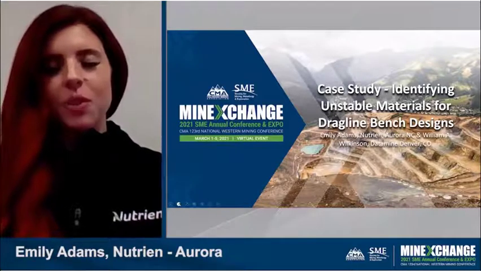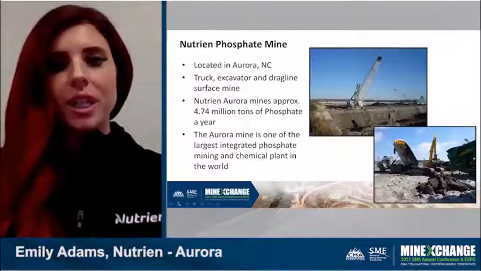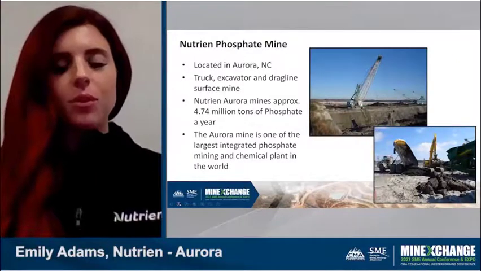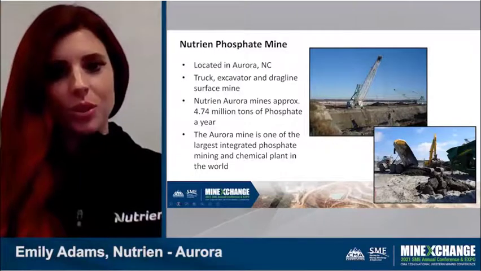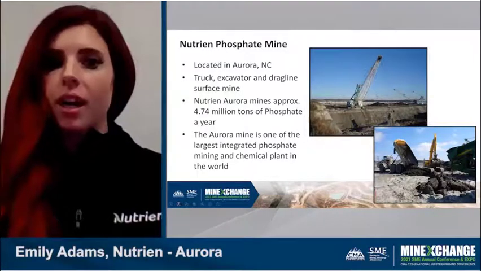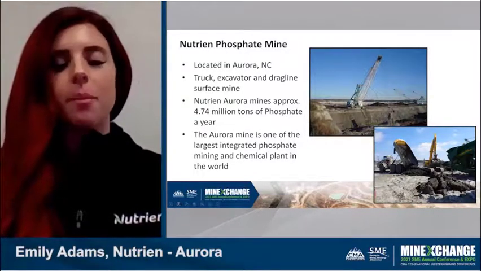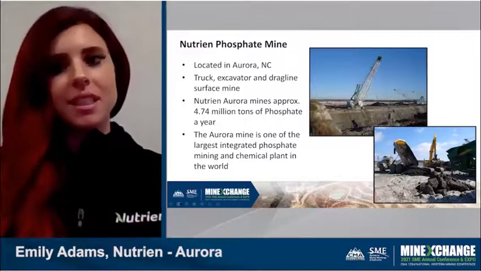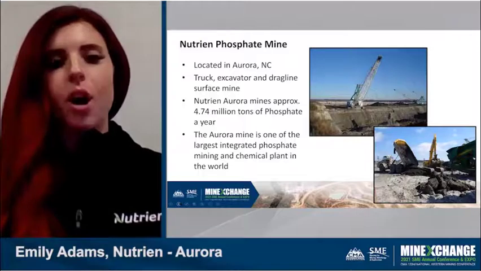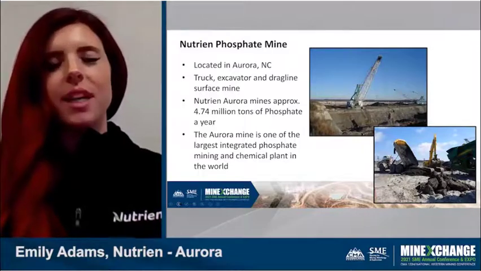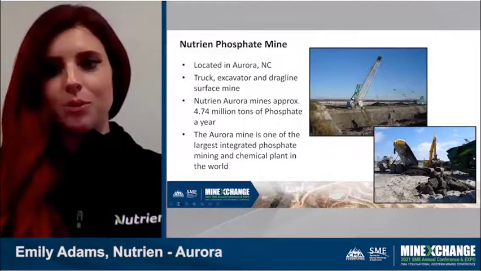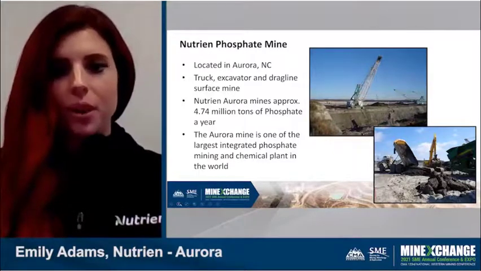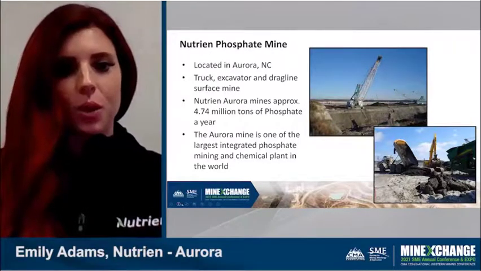To begin, I wanted to give you a little bit of background of who we are at Nutrien and what we do. We are a phosphate mine. We are located on the beautiful eastern North Carolina coast in Aurora, North Carolina. We use truck excavators and draglines for our mining process, and we mine about 4.74 million tons of phosphate a year. We are one of the largest integrated phosphate mining and chemical plants in the world. To the right-hand side of your screen are a couple photos from our operations, and it's a really awesome place to work.